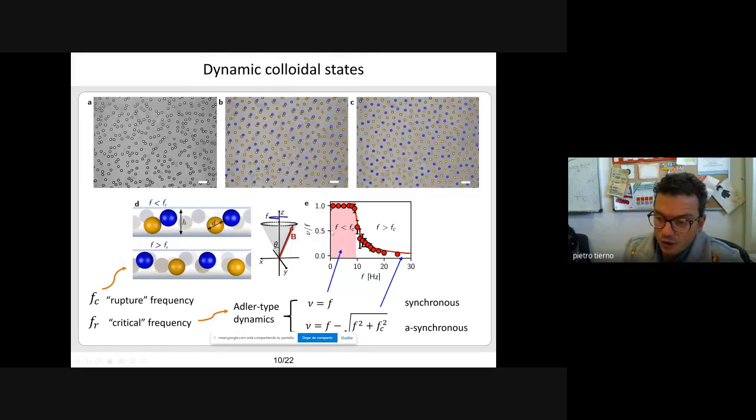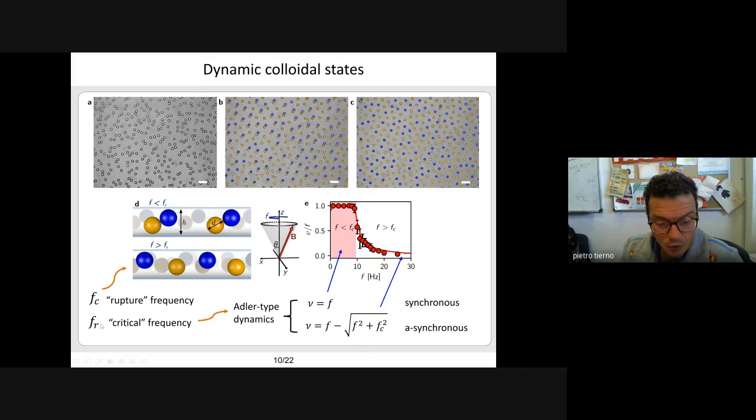When the frequency is below this critical frequency, the rotational motion gives rise to an angular frequency which is equal to the field. Above that, you have a decrease because the dimers cannot follow the field anymore. And this can be easily described by another type of dynamics of synchronization, when you have a synchronous and asynchronous regime. Apart from that, we have also another critical frequency.